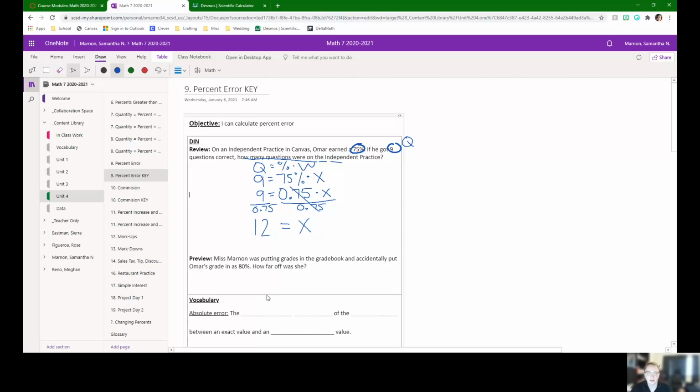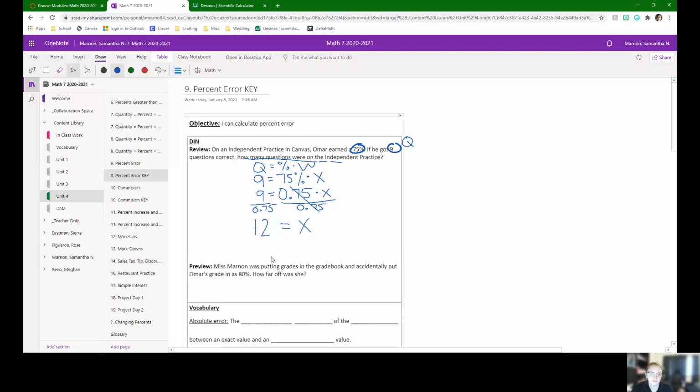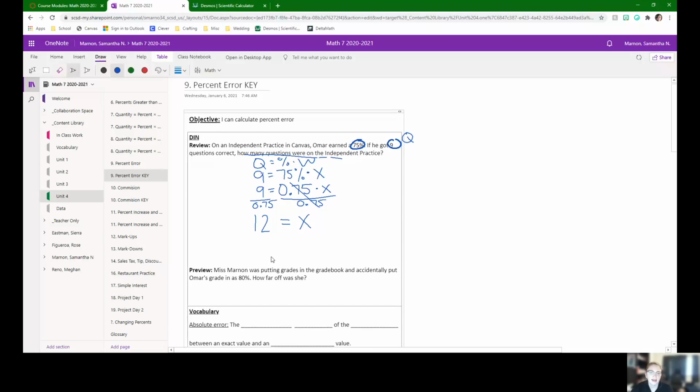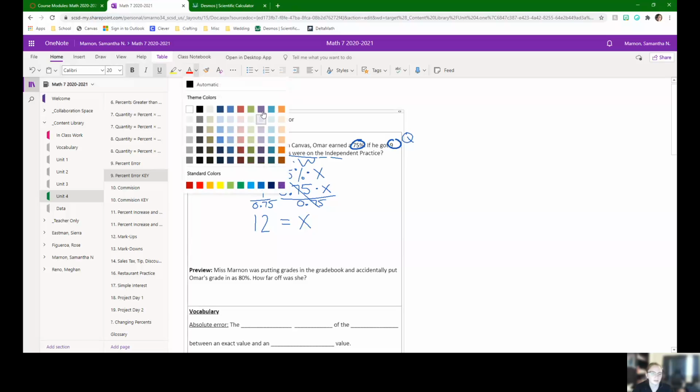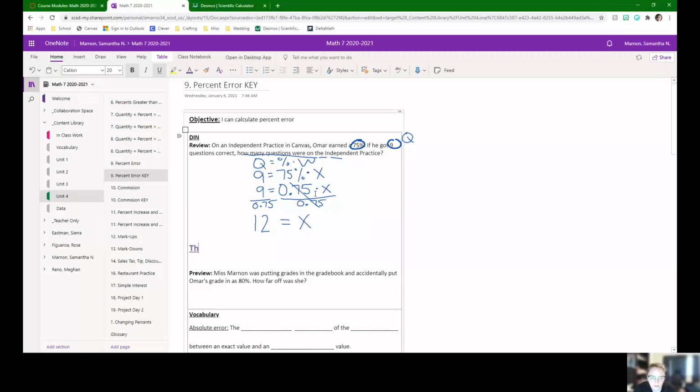And we really have to start thinking, does this make sense in context of the problem? And it does. If he got 9 right and there were 12 questions, that is a 75%, and that's a number that makes sense. It's not like it's 100 questions or like he got 3 questions on the total test, because that wouldn't make sense if he got 9 right. So we can put this in a full sentence because we need to start getting better at writing our full sentences. So there were 12 questions on the independent practice.